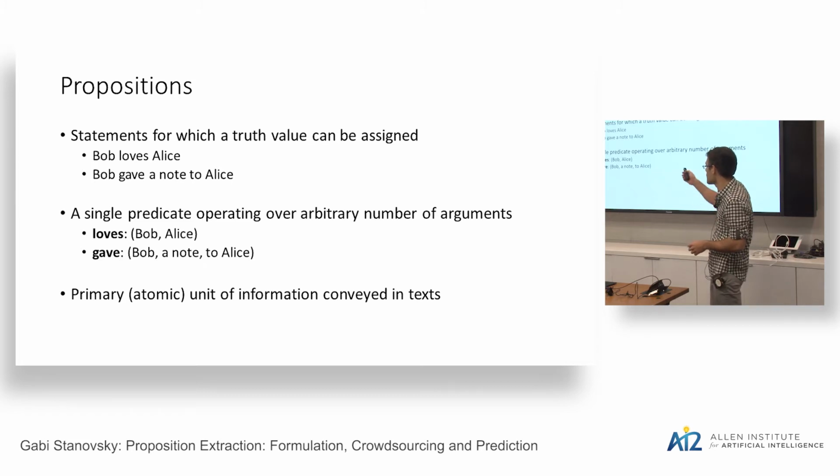So in the first example, you have 2 arguments, and in the second one you have 3, and it can go on to an arbitrary number of such arguments. And the interesting thing about propositions, I think, is that they're the primary unit of information in a sense that you cannot reduce them any shorter and still have some meaningful information conveyed to a human listener.